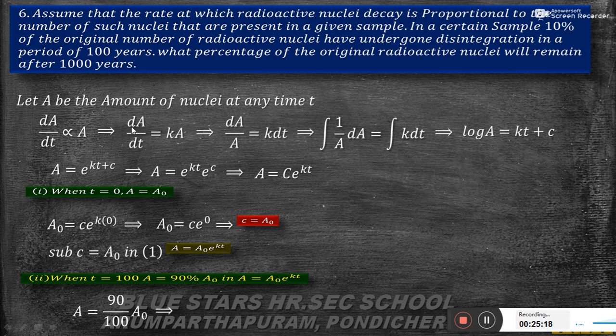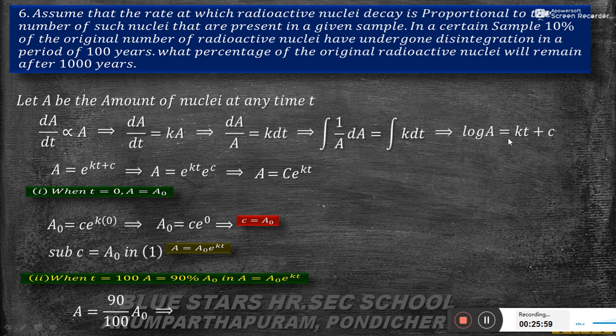Now I group the A terms and t terms separately. So I write dA by A equals K into dt. The next step, I take the integration on both sides. So integral of 1 by A dA equals integral of K dt, which implies log A equals Kt plus C. The integration of 1 by A is log A, K is a constant, so I write it outside, and the integral of dt is t. So Kt plus C.